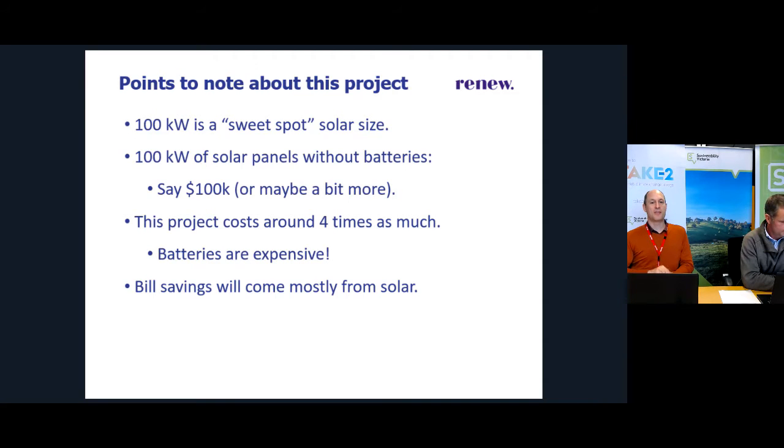So if you put a system on a single electricity billing meter that's bigger than 100 kilowatts, then it becomes more of a headache. You can't have that as a reduction in the cost of the system. The benefits have to be manually claimed each year. So yeah, that becomes a bit of a headache.